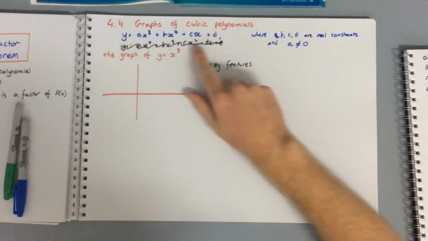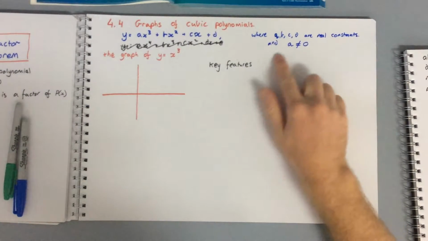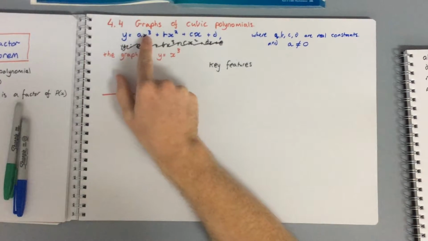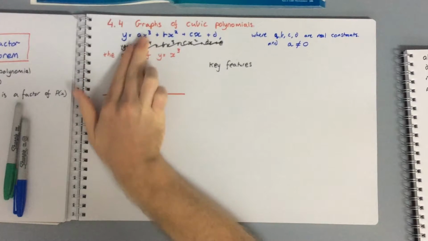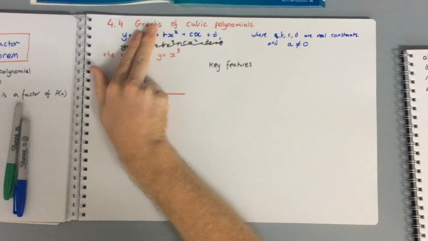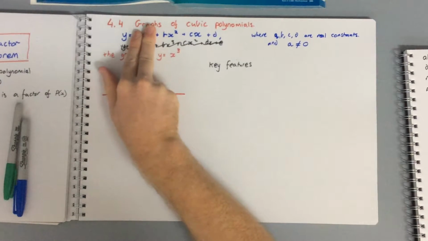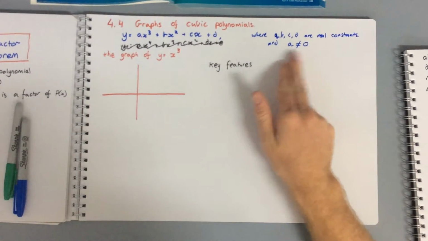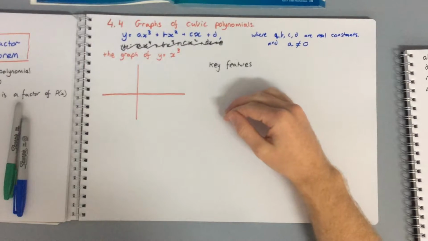Our a, b, c, and d are real constants, and a is not equal to 0, because if a was 0, we'd have a quadratic. 0 times x cubed, well, it's just bx squared plus cx, not going to help us that much. So a can be less than 0, it can be greater than 0, it just can't be equal to 0.